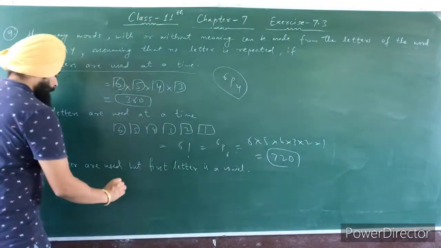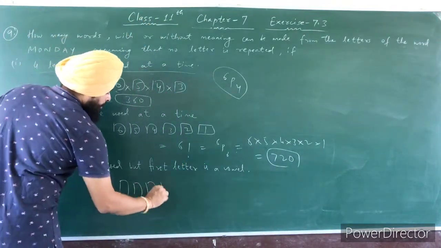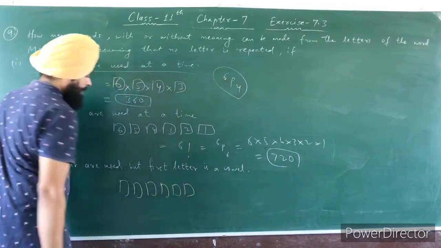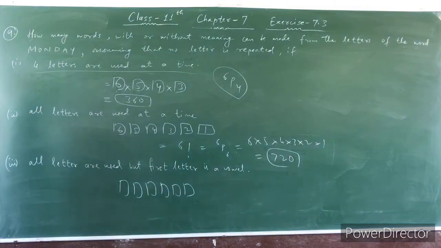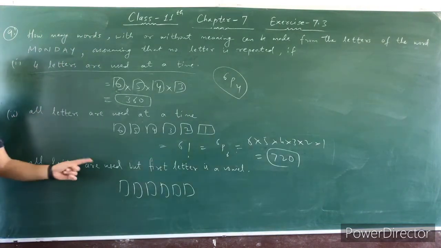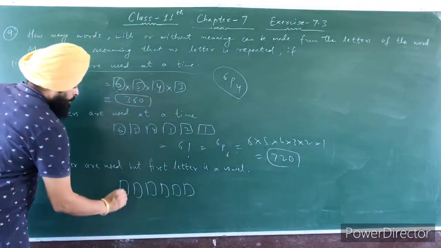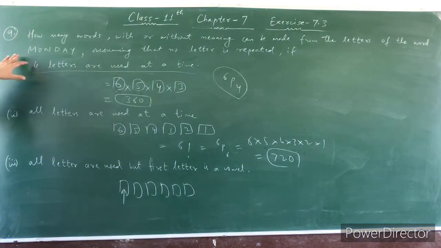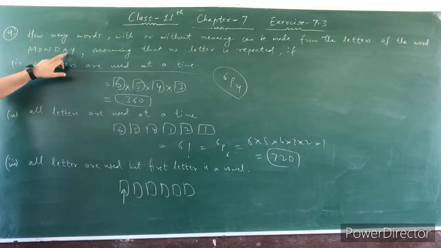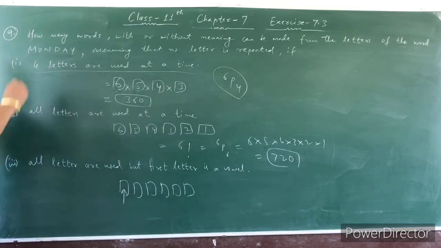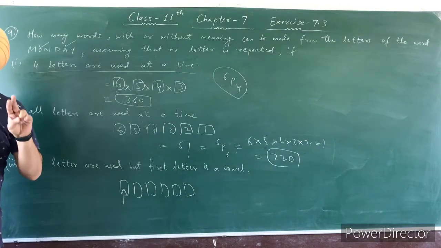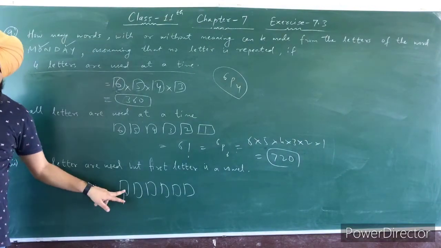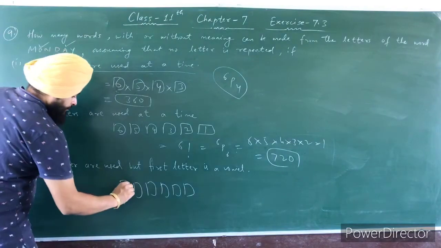Next, the third one: all letters are used but the first letter is a vowel. All letters are used means you have to make how many boxes? 6 boxes: 1, 2, 3, 4, 5, 6, because we have to use all the 6 letters. But the condition here is that the first letter is a vowel. You can see M-O-N-D-A-Y. Out of these 6 letters, which ones are vowels? O and A. So there are 2 possibilities. So in the first box there are 2 ways.